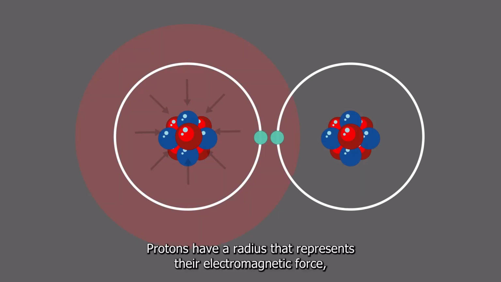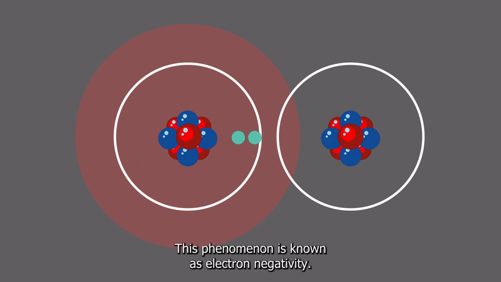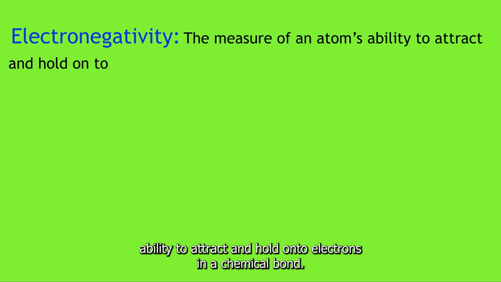Protons have a radius that represents their electromagnetic force, which, in this example, is the attraction of the shared electron that forms the bond. This phenomenon is known as electronegativity. So, if we want to define electronegativity, it is the measure of an atom's ability to attract and hold onto electrons in a chemical bond.